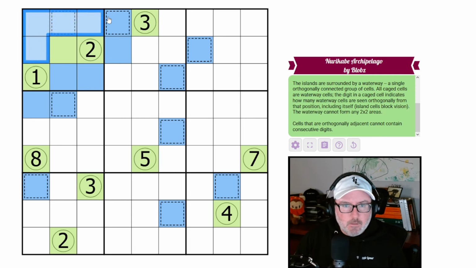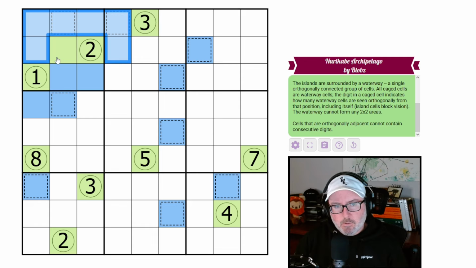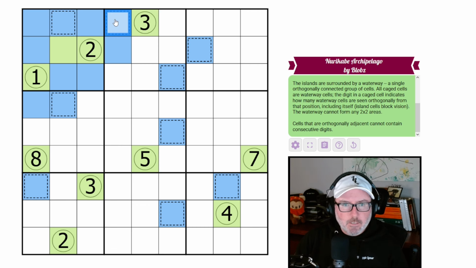And now we know that this bit of water would also have had to get out from this area. So even if we didn't know this one was water, we could say it is, because this water has to find its way out. Now we can actually put the digit in here.